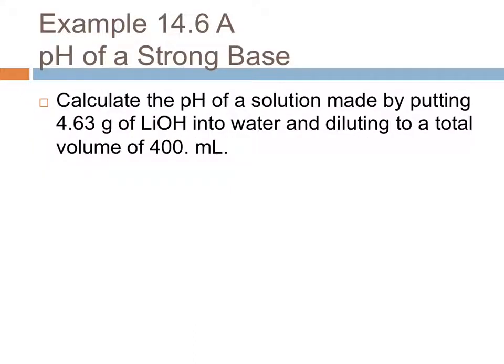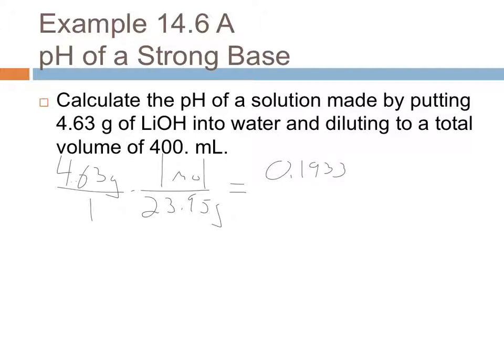Calculate the pH of a solution made by putting 4.63 grams of lithium hydroxide into water. So 4.63 grams, we need a molarity. The molar mass of lithium hydroxide, 23.95 grams per 1 mole, comes out to 0.1933 moles. And we've got 400 milliliters, so 0.4 liters. We get a molarity of 0.483.